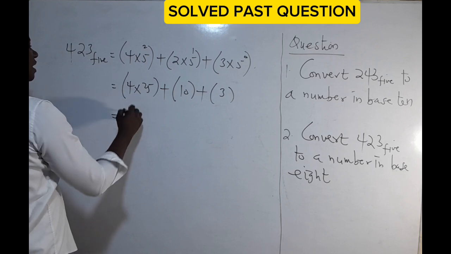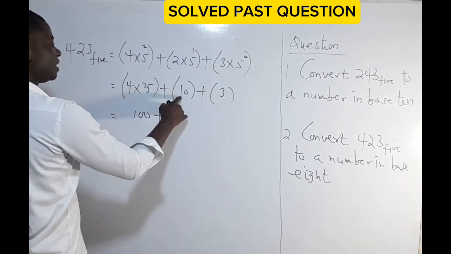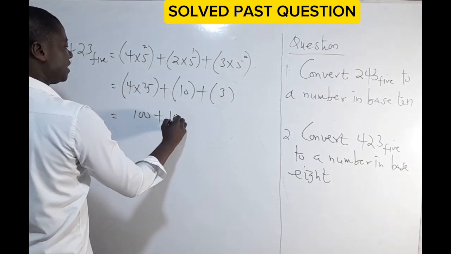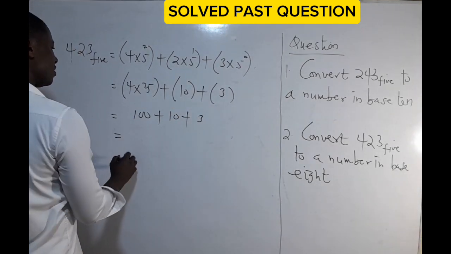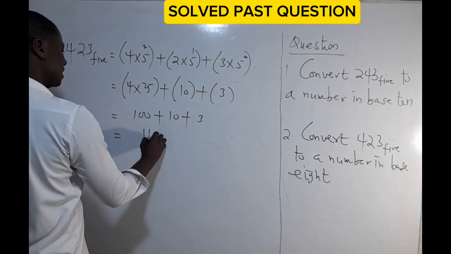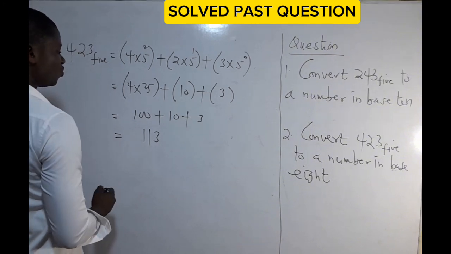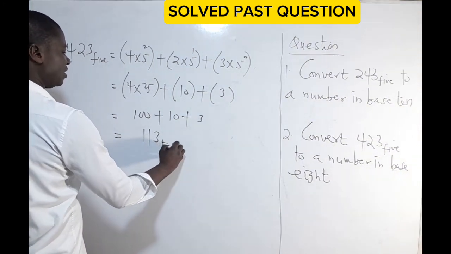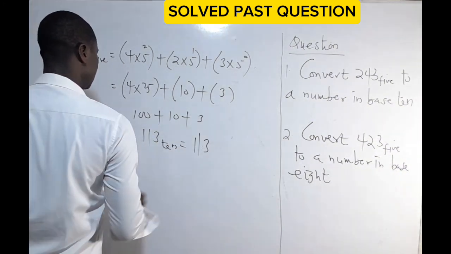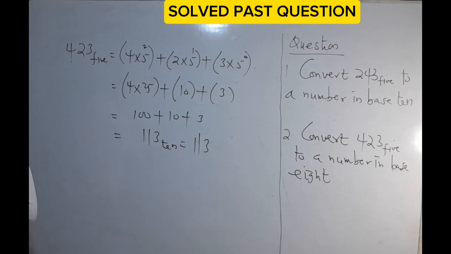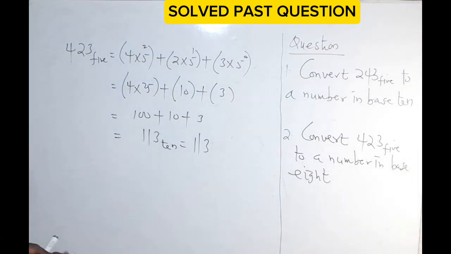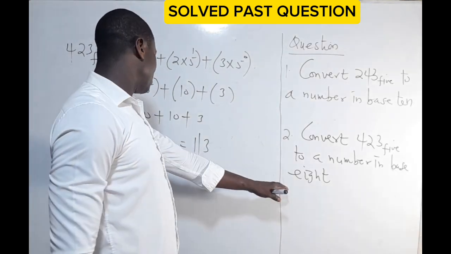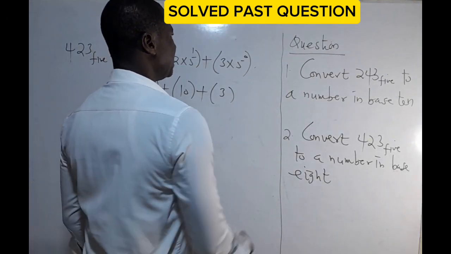So in all, 4 times 25 will give us 100. Plus what do we have here? We have 10 here. Then we have 3 here. So we are going to have 113. Okay. So this is 113 base 10. Or you can leave it as 113. So now take note. When we are done with this, we are now going to convert this to a number in base 8.